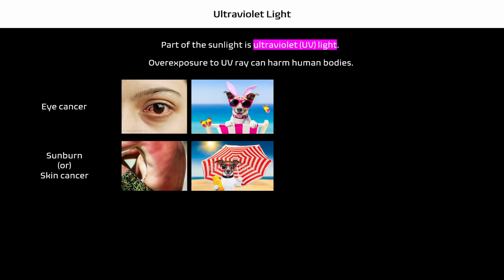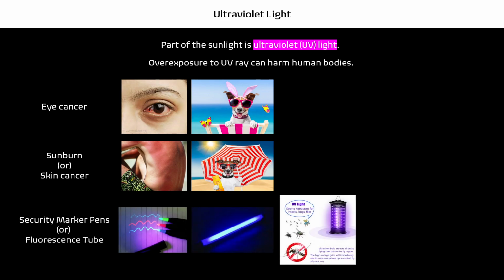Now, UV rays are not all that bad. There are actually some good uses of UV rays. Where we can use them is security marker pens or fluorescent tubes. Okay, they can light up in the dark, and the UV light can kill mosquitoes and bugs. All right, so this is an application that you might have seen in restaurants near you.